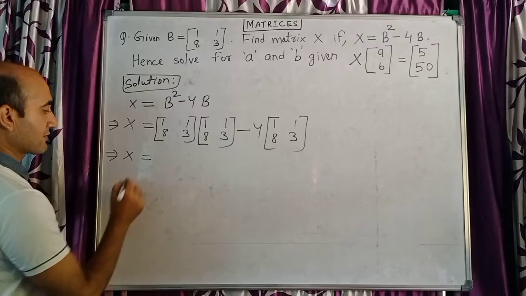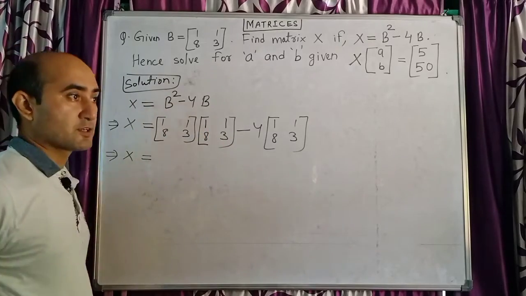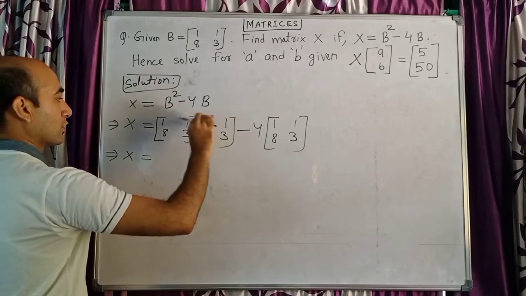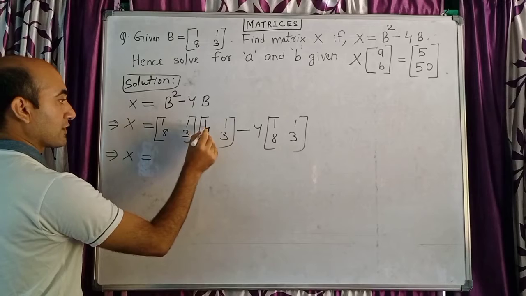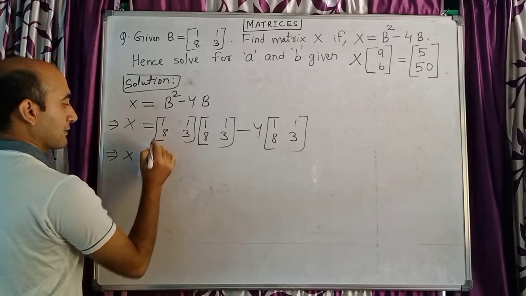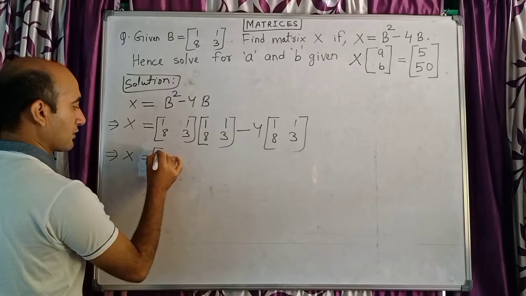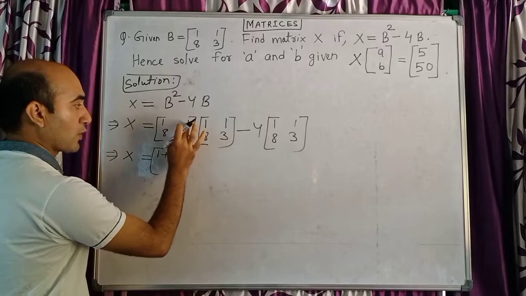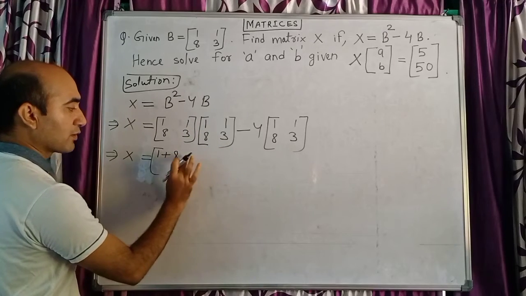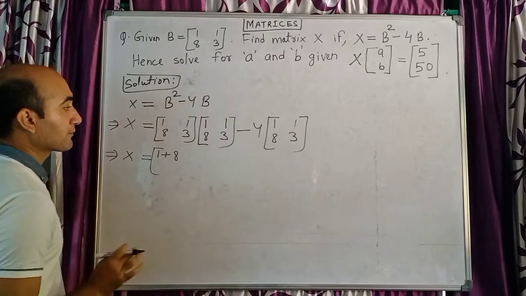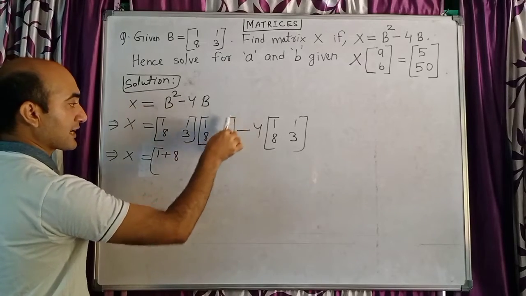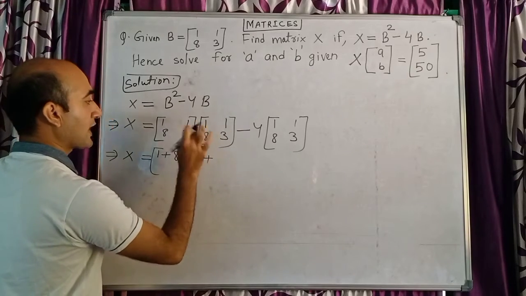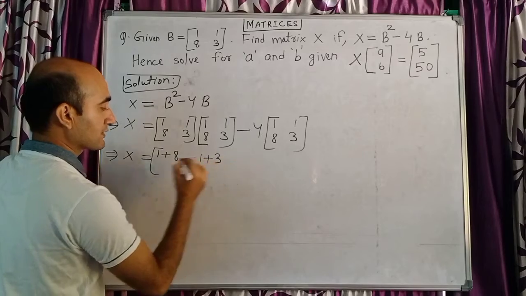Here again I write matrix X equal to, now I will multiply this. You all know how to multiply, I have taught in my last videos. The first row will multiply with the first column, first with first element, second with second element. So 1 ones are 1, then in the middle we put plus, second with second, 1 into 8 is 8. Then a small gap. Then the first row with the second column, first with first, 1 ones are 1, plus second with second, 1 threes are 3.